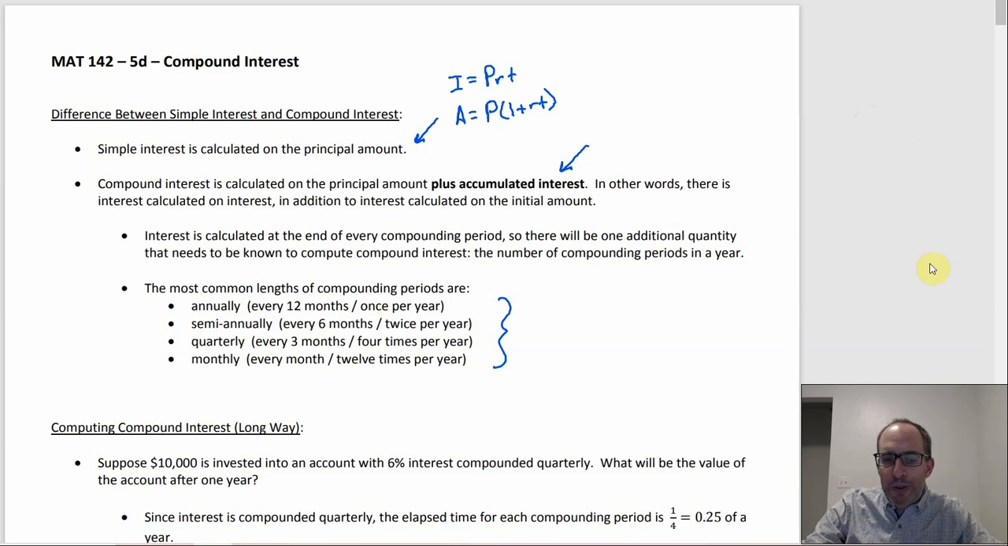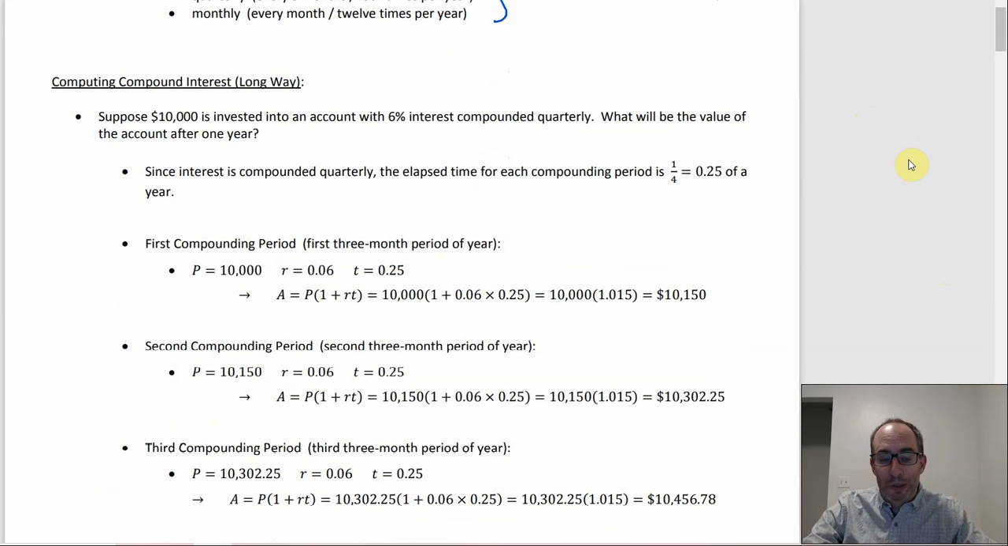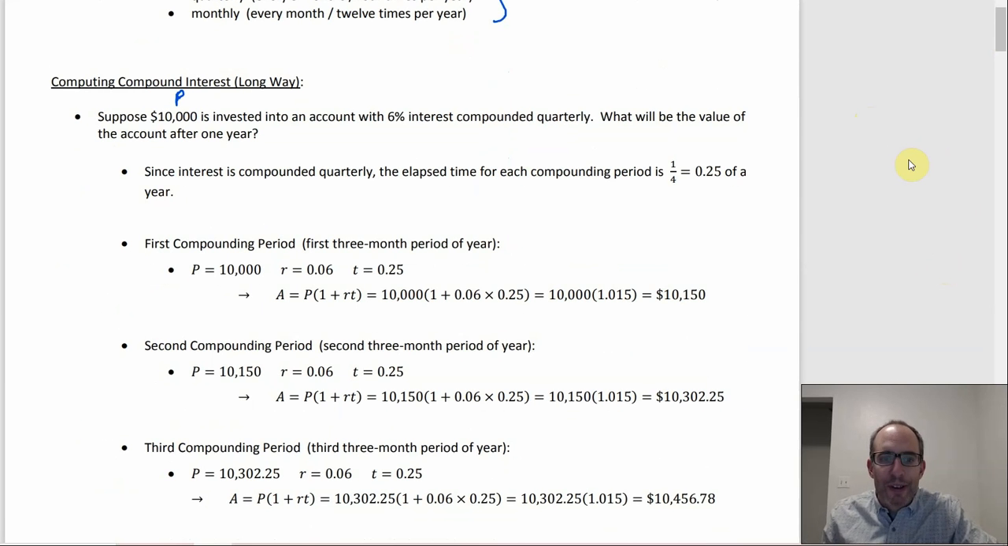All right, so how would you actually do the computation? Just for an example of what it would look like if you actually had all the individual pieces laid out. Suppose we have $10,000. So there's the P, the principal, the $10,000, invested in an account with 6% interest. There's the R, the 6%. Compounded quarterly.